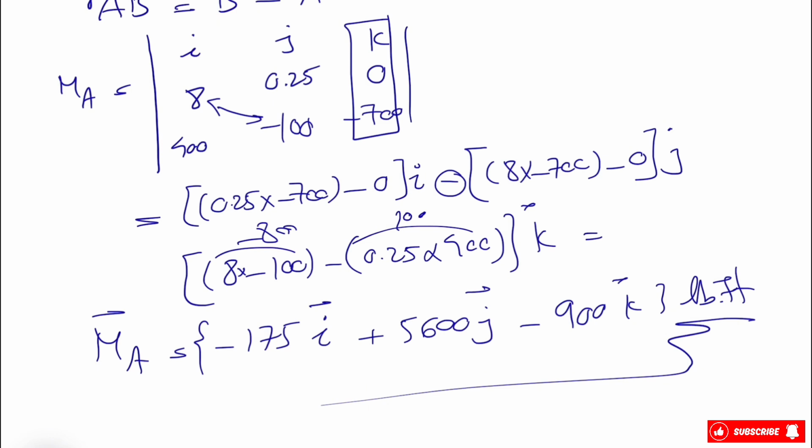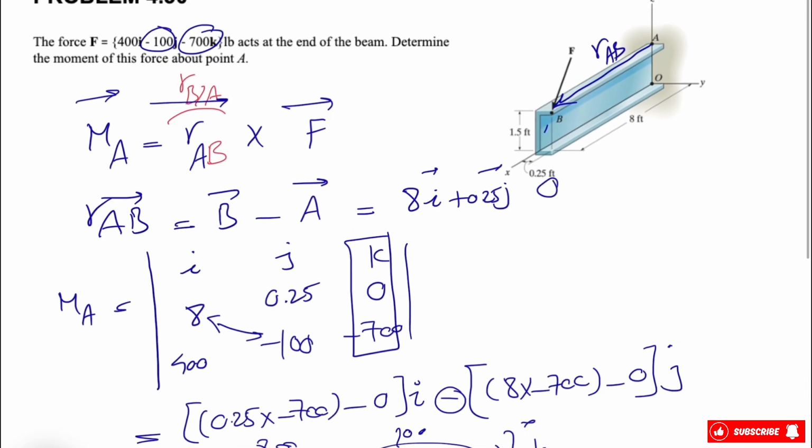So all we need to do is, first, we need to know the definition of the distance vector. As I mentioned, we can go from any point in this question, from A to the line of action of F. The easiest one is B, that's why we went with B. And since we have the force already in vector form, we are good to go to find the moment. And that would be all for this question.